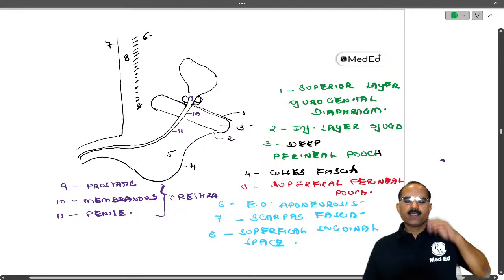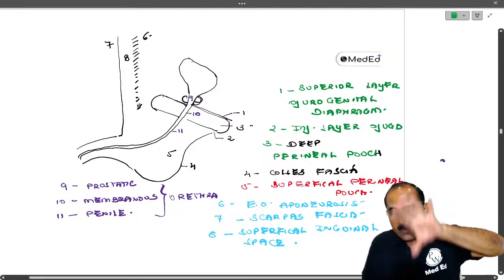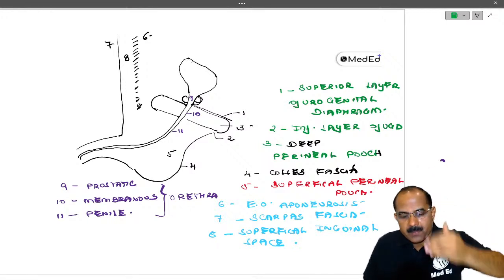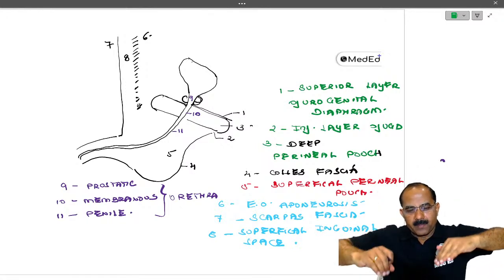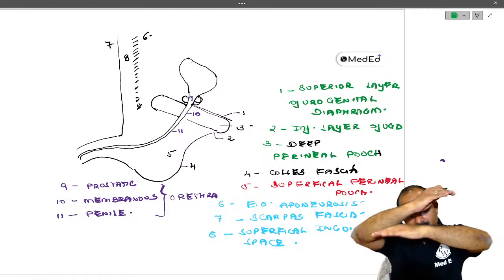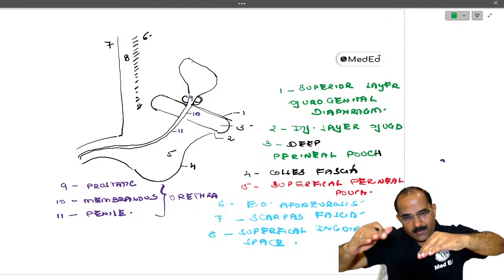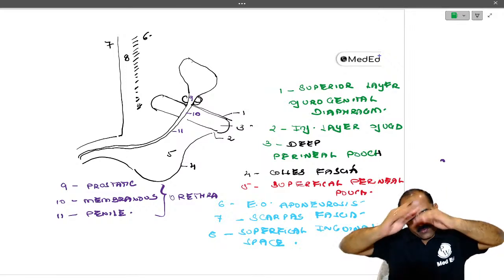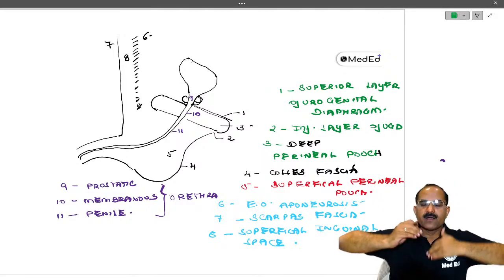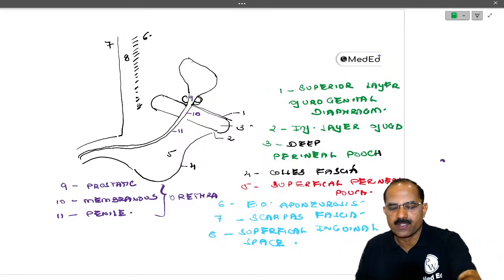ठीक है बच्चों, अब ये क्लियर है. So now is this clear? What I have drawn is the superficial and deep perineal pouches for you. So where is the deep perineal pouch lying? The deep perineal pouch is lying between the superior and inferior layer of urogenital diaphragm. The superficial perineal pouch lies between the inferior layer of urogenital diaphragm and the Colles fascia.